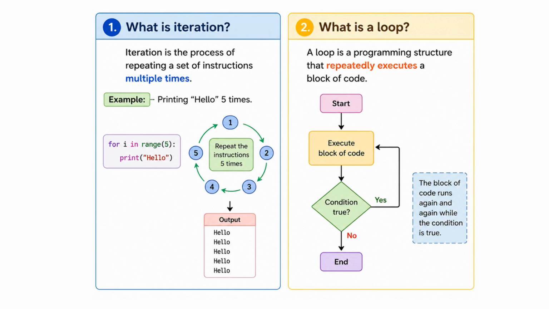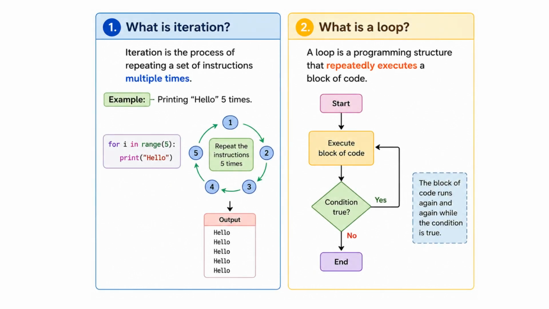Let's look at the example shown on the slide. The program uses a for loop with range 5. This tells the computer to repeat the instruction 5 times. Each time the loop runs, it prints the word hello. As a result, the output displays hello, hello, hello, hello, hello.